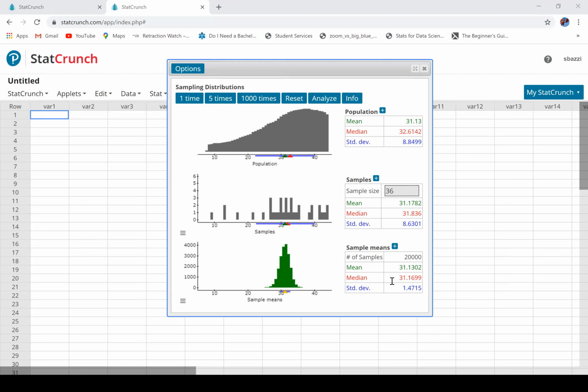And then the standard deviation, guys. Take 8.8499 and divide it by square root of 36, which happened to be 6. And I think some of you already put the answers in the chat. So 8.8499 divided by square root of 36, and I got 1.47 if I round it to two decimal places. Look, guys, perfect match. 1.47.